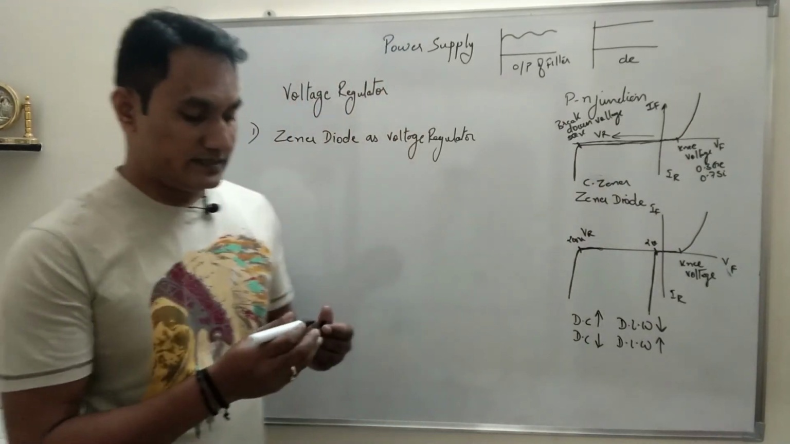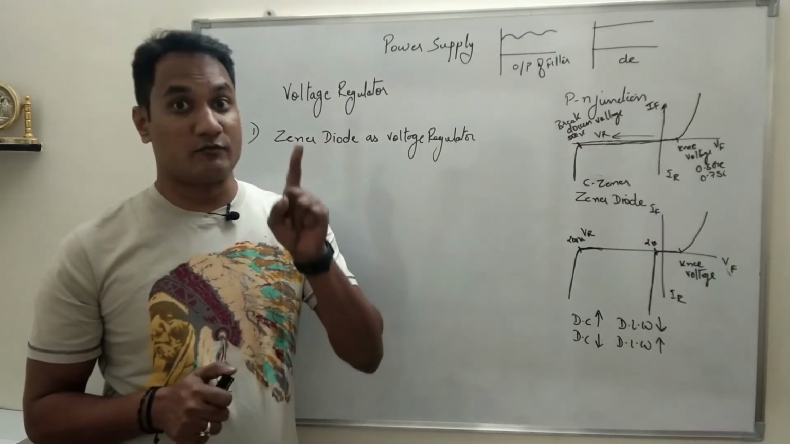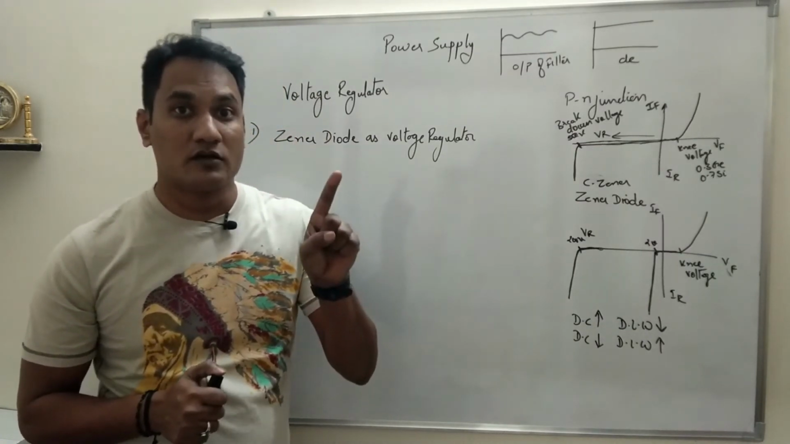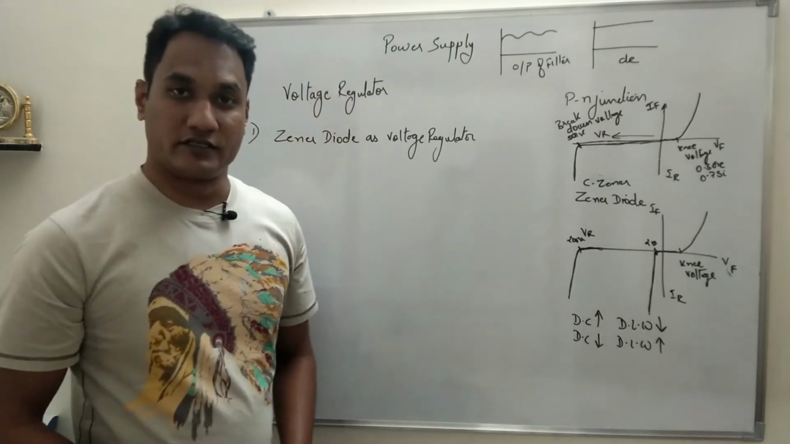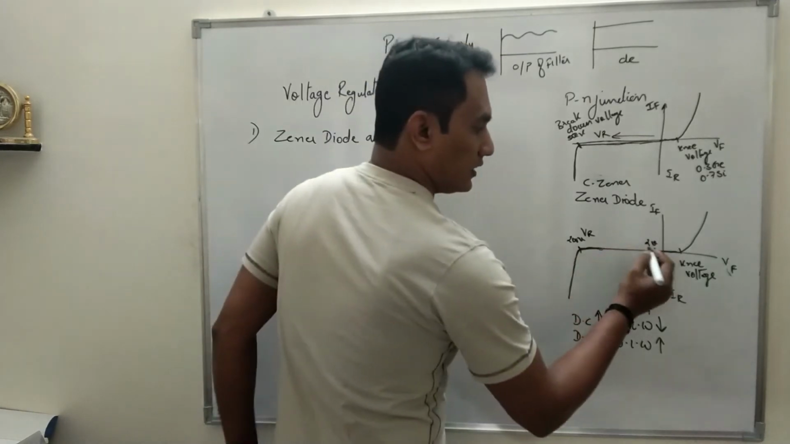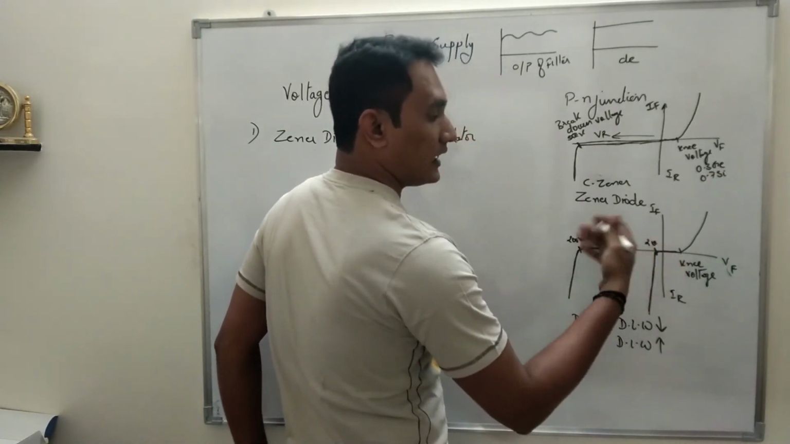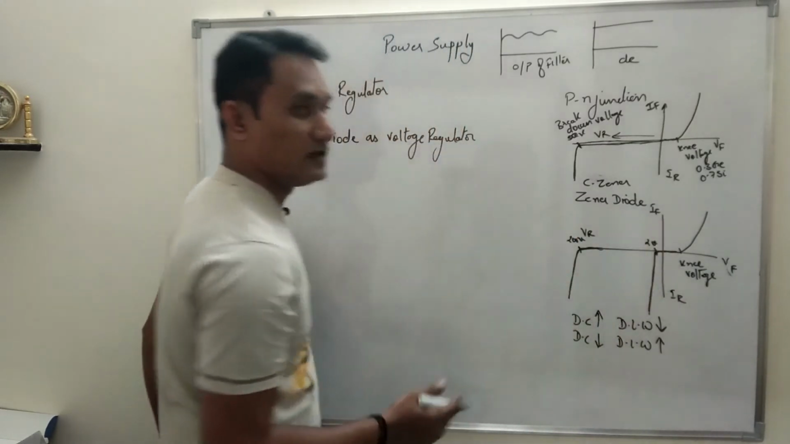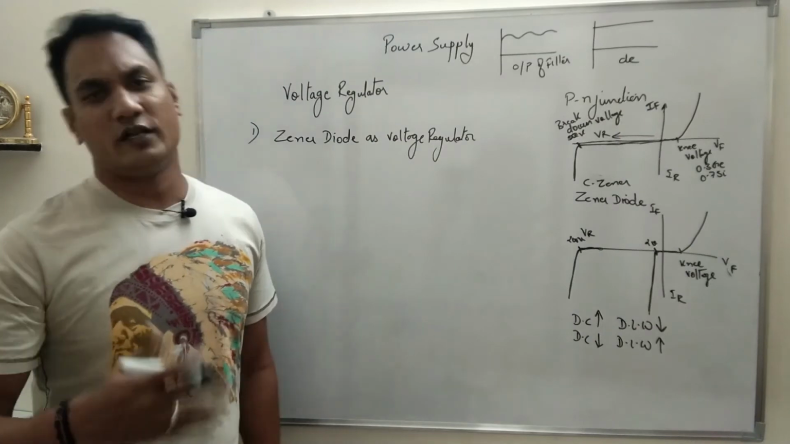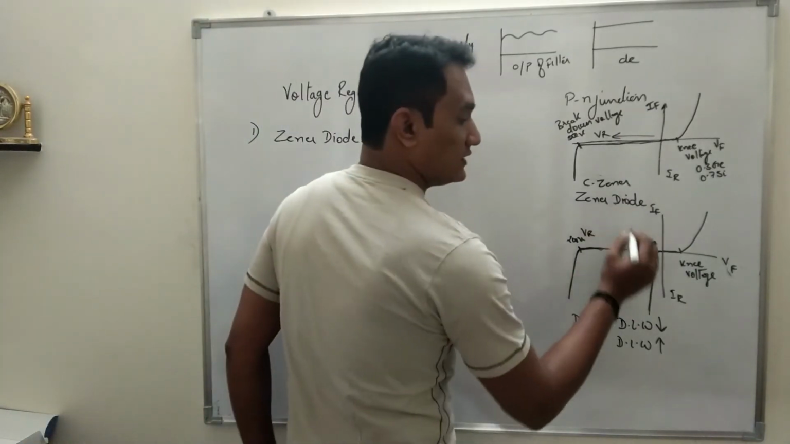So basically, a Zener diode is nothing but a PN junction diode which has been properly doped so as to have a sharp breakdown voltage. Depending upon the application, we choose the Zener diode to be either 5 volt, 9 volt, or 12 volt, depending upon the application which we are using the Zener for.